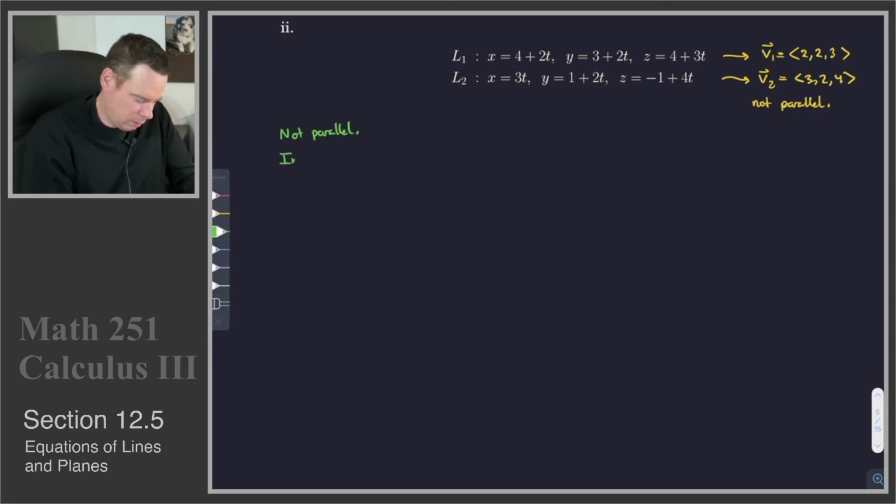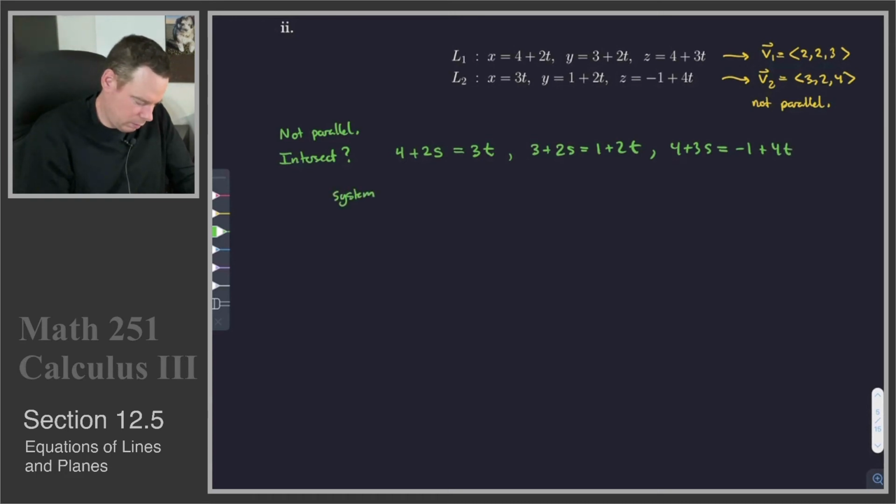Do they intersect? Well, that means there'd have to be a value of a parameter, which we plug into the first equation. So that would be, let's say, a value s for the parameter, that I get the same point when I plug in a value for the parameter in the second equation. Let's say t is the value that goes into the second equation. And so I need that equation to be true. I need 3 plus 2s to be 1 plus 2t. And I need 4 plus 3s is equal to negative 1 plus 4t.